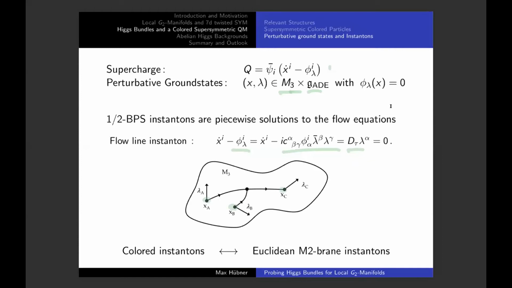And an interesting fact is that each of these flow trees lifts to a supersymmetric 3-sphere in the ALE geometry, the ones that I showed you before. And so we find this very interesting correspondence between the colored instantons of this quantum mechanical system and the 3-spheres, and therefore the Euclidean M2-brane instantons in M theory.